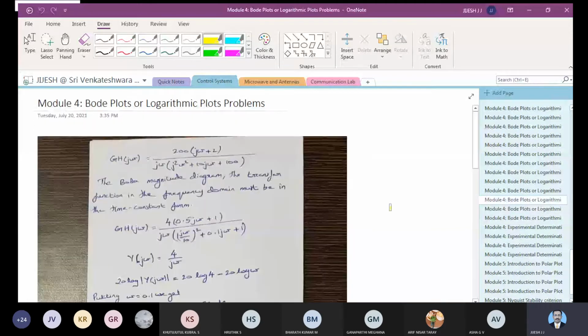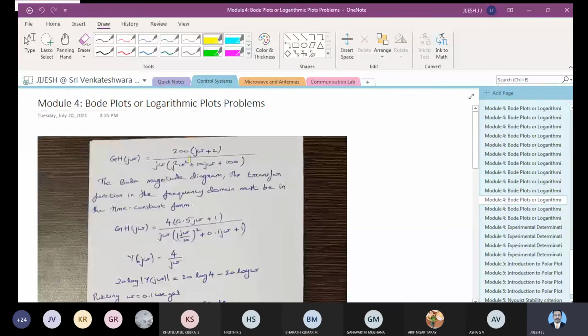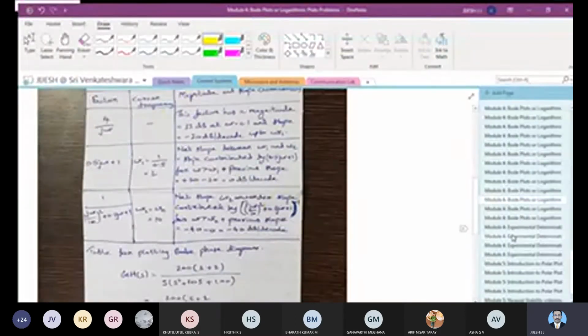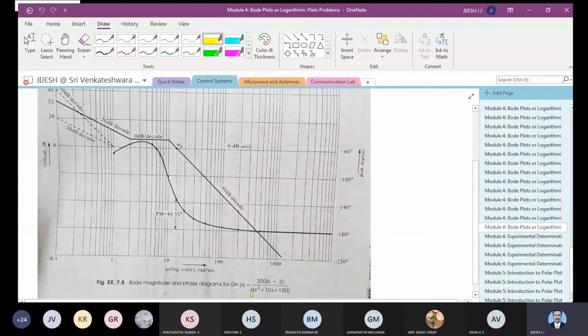Similarly, you can solve one more problem, that is 200 into G H (j omega) equal to 200 into (S plus 2) divided by S into (S square plus 10S plus 100). So this problem also you can try. You have to draw this table and plot the entire thing, and you will get the figure in this form. You will get the plot.